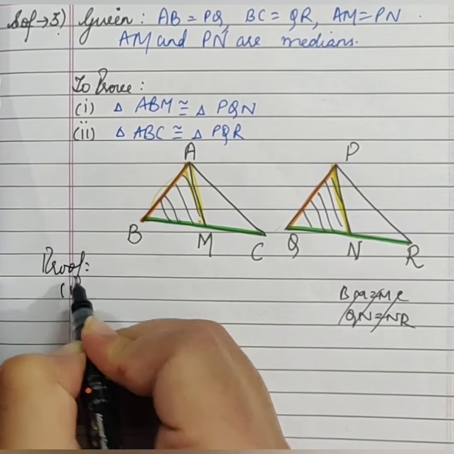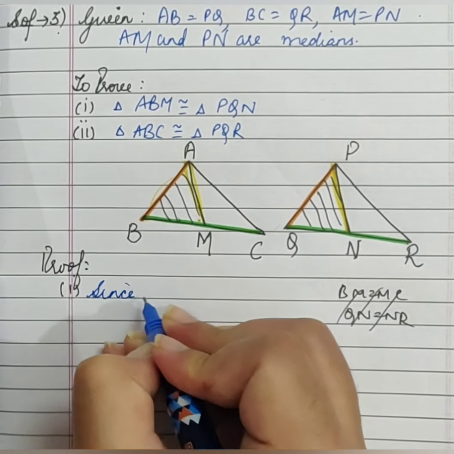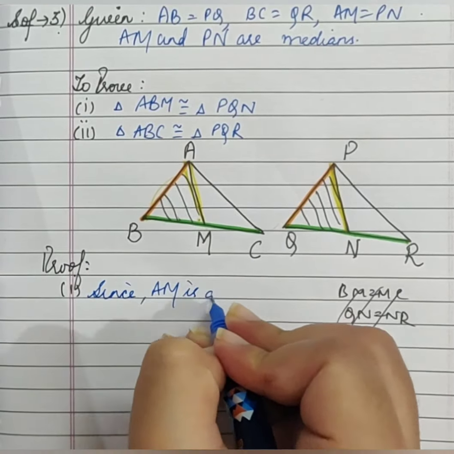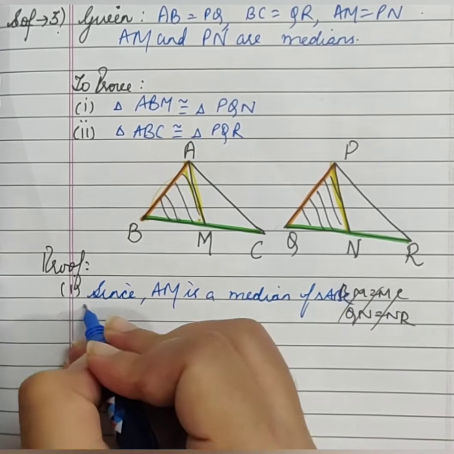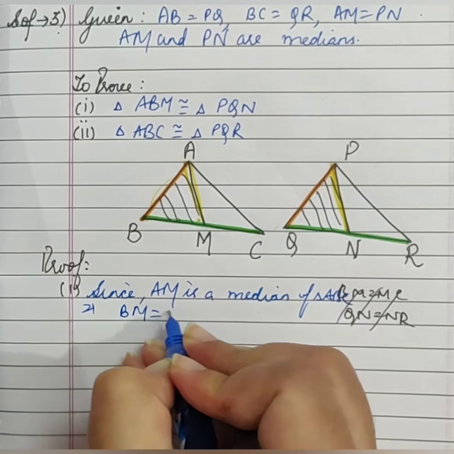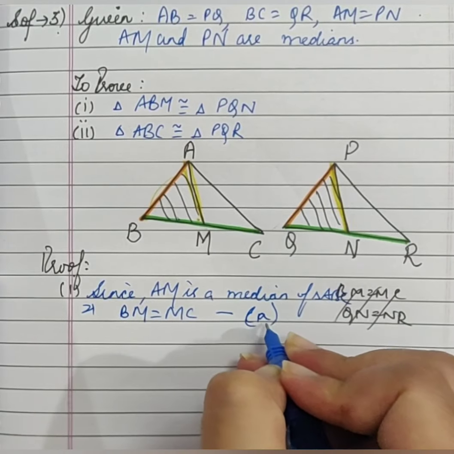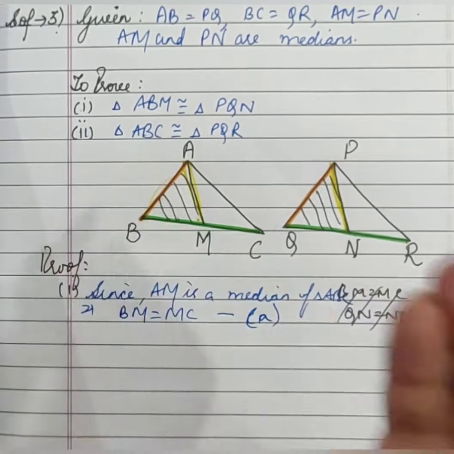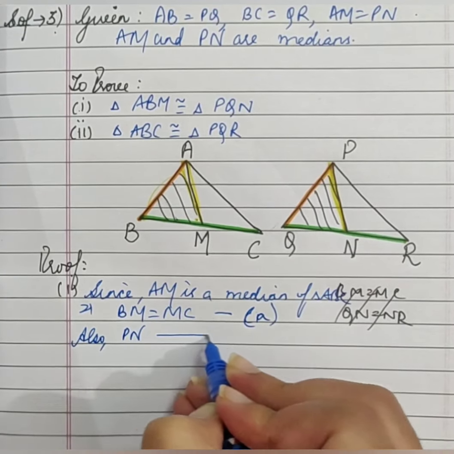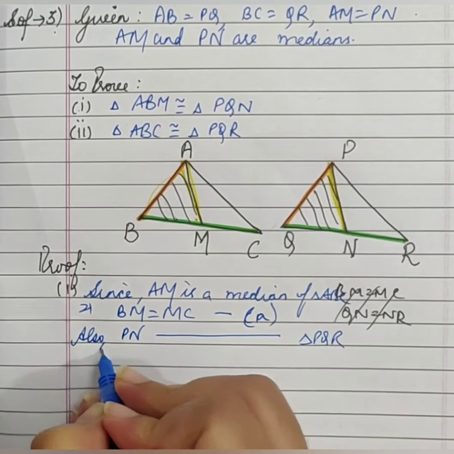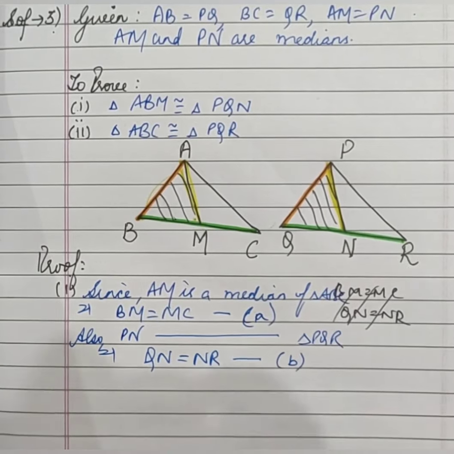Proof for the first part. Since AM is the median of triangle ABC, it implies BM is equal to MC. Let's name it equation A. I'm not naming it as 1 as 1 and 2 are already there. Also, PN is the median for triangle PQR. It implies QN is equal to NR. This is equation B.